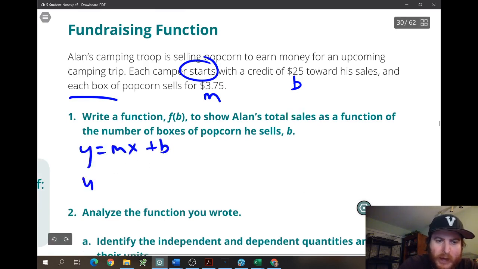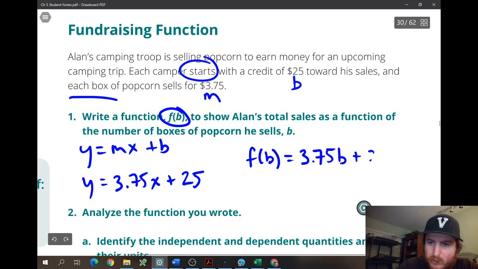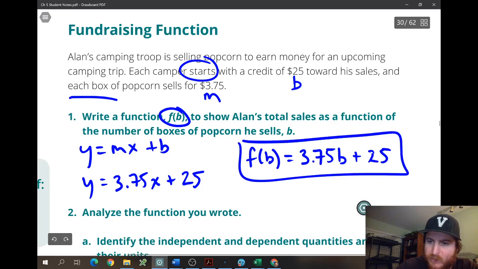So if we were to write this into y equals mx plus b, we would have y equals 3.75x plus 25. Now they said let's write it with the function f of b. So instead of y, I'm going to use f of b, and instead of x, I'm going to use b. So there is our function form using f of b.